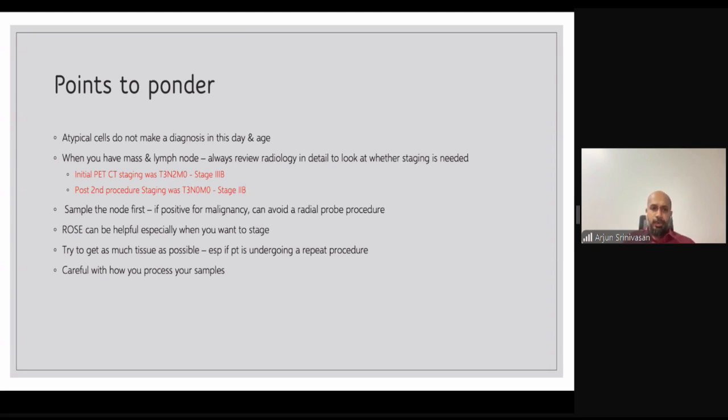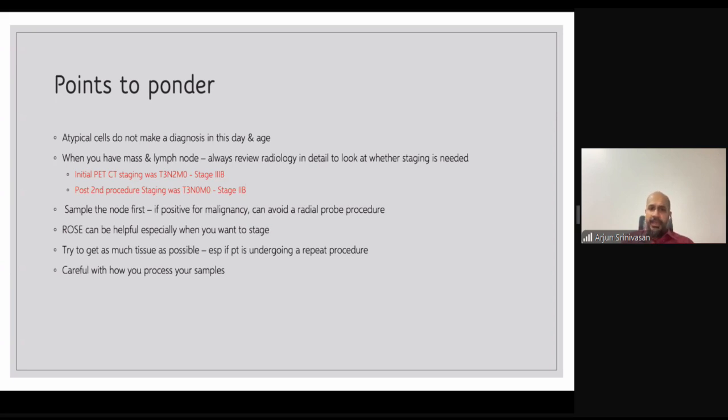However, post-second procedure staging was T3N0, which takes the stage down to stage 2B, which means that it is potentially curable. Here, you have to sample the node first. If it is positive for malignancy, you can avoid a radial probe procedure. This is important also because you have a higher yield from a convex probe procedure as against the radial probe procedure. However, in this case, both were needed because this was a potentially curable lesion.